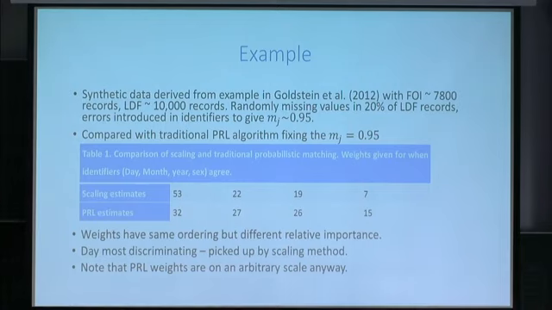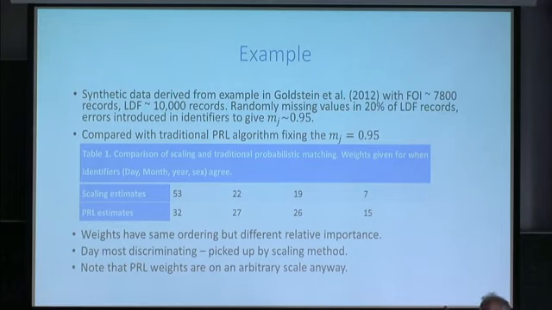The second row is what comes out of a traditional PRL algorithm, but fixing the M_j at 0.95. So we're not running into any kind of estimation problems. And what you can see, of course, is that we're getting different results. These are the standard weights we get, and of course we're getting different results from our scaling estimates. You'll notice they're in the same order. So the order of the identifiers is day, month, year, and sex. And these are the weights for when you get agreement. So when you've got a pair on an identifier that actually agrees, you score a 1.